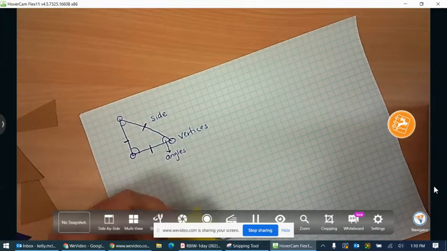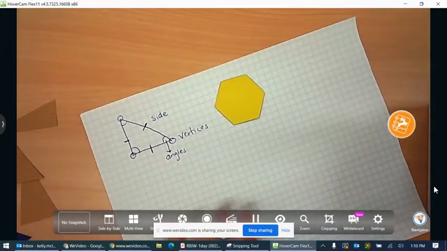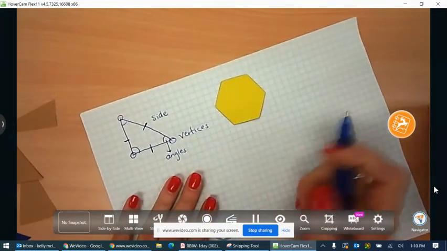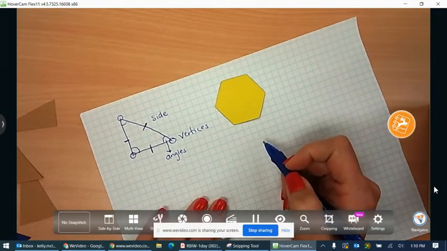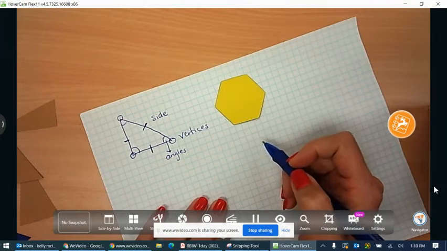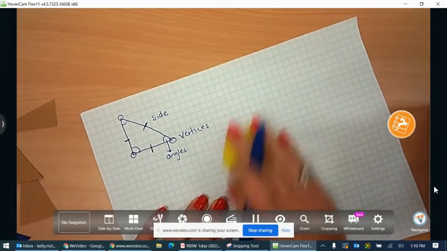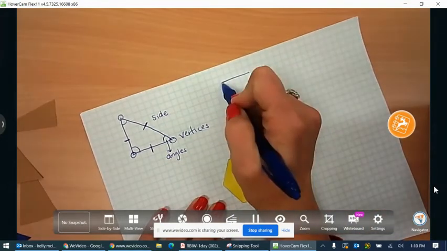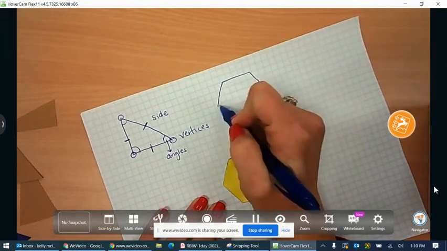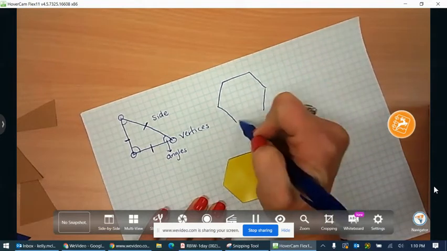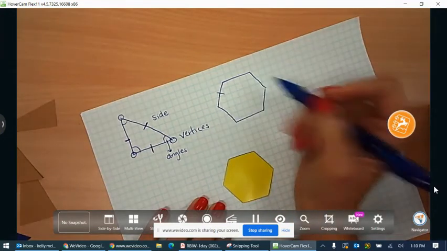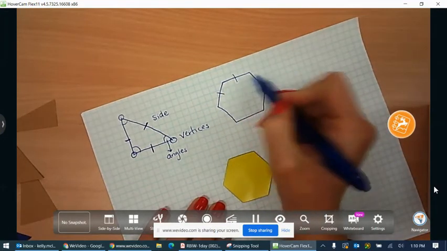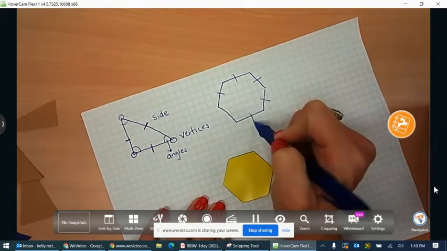I can draw a hexagon. Sometimes hexagons are hard to draw, but remember, it doesn't have to look like this. It just needs to have the attributes of 6 sides, 6 vertices, and 6 angles. Here again, we can mark our sides, and this helps us with our counting as well, so we don't get lost. 1, 2, 3, 4, 5, 6.